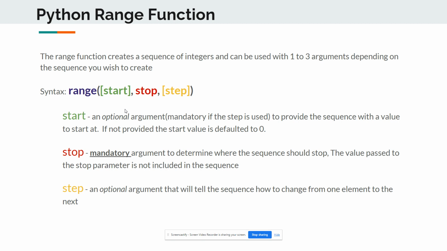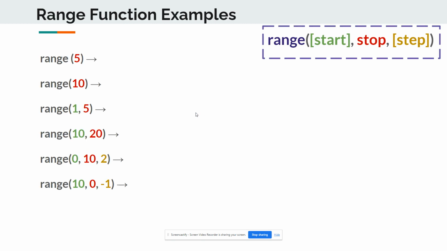The step is a second optional argument that will tell you how to change the sequence from one element to the next. You'll see some examples of that in the next couple of slides, but you do have to provide it with at least one argument, the stop. If you don't provide it with a start, it will automatically start at 0. If you provide it with a start and a stop, make sure that the start is less than the stop. Unless, of course, you implement a negative step, then you can have it run backwards. So let's look at a few examples.